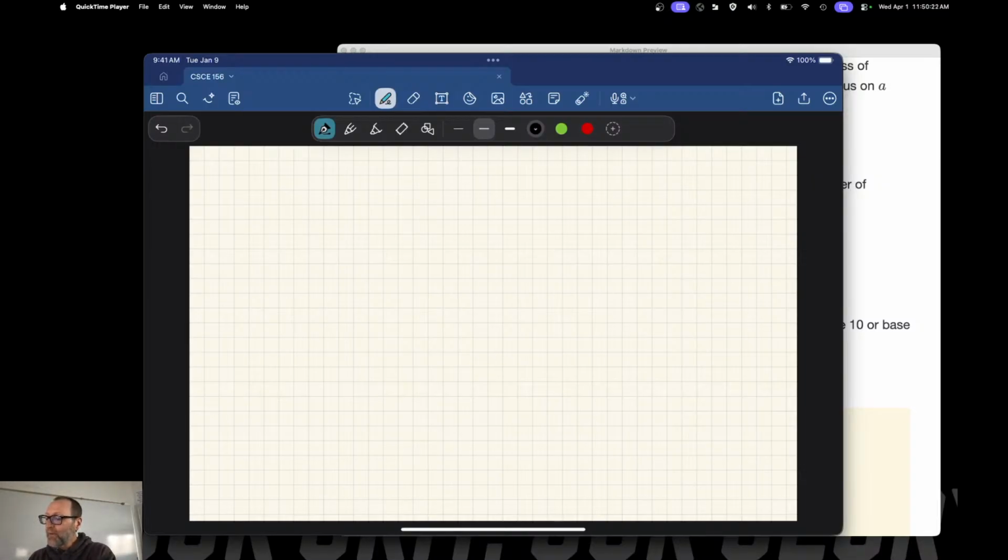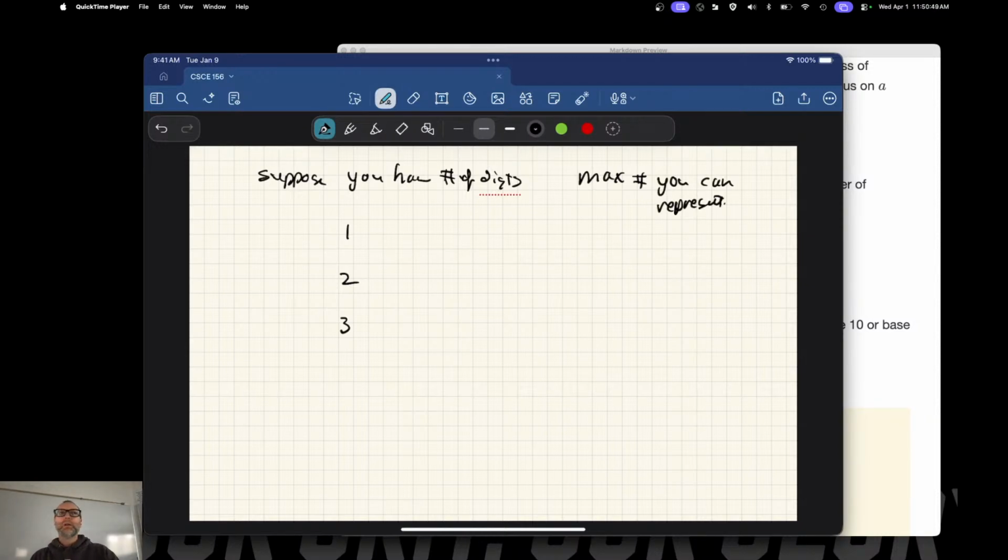So suppose I gave you 1 digit to work with, or 2 digits, or 3 digits to work with. What is the maximum number you can represent? Right. So this is base 10. We'll get to binary here in a second. But base 10, what is the maximum number that you can represent with just 1 digit? 9. If I gave you 2 digits, what's the maximum number you could represent? 99. And 999, right? Dot, dot, dot.